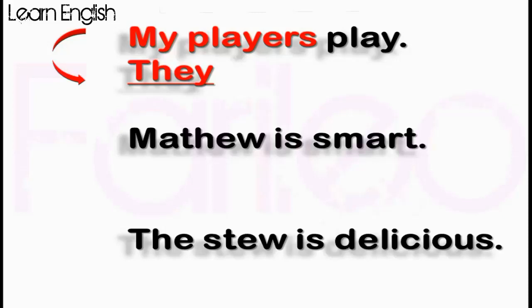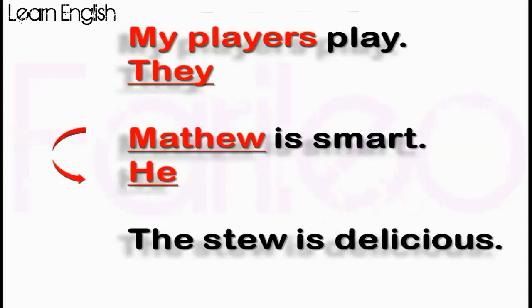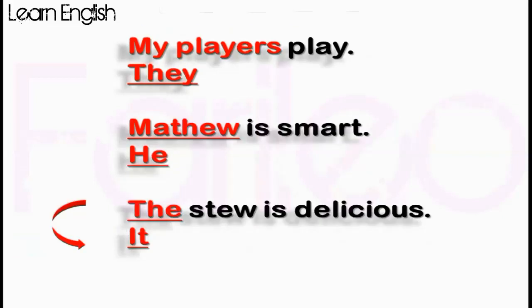The next one that we have is Matthew is smart. Now Matthew is the name of a man or a boy, so we will be using he here. He is smart. The next one is the stew is delicious. Now the stew is a thing, so we will be using it here. It is delicious. It is the subjective pronoun used instead of a thing.